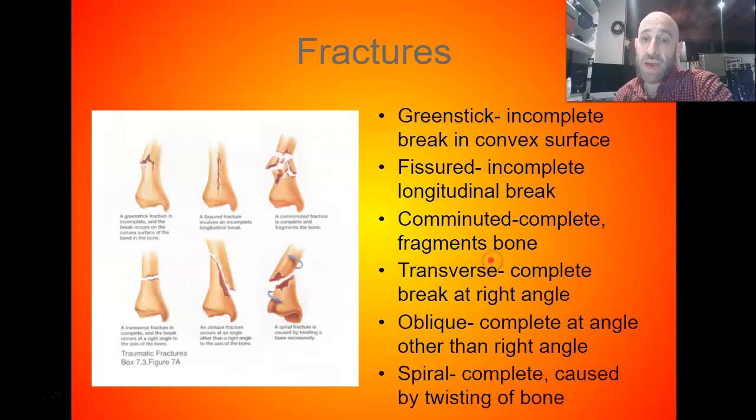And then finally, we have a really rough one, which is a spiral fracture. That occurs when there's a twisting of the bone at the same time there's a break. So when would this happen? This would happen most likely when somebody's coming down on their leg and they're rotating. It would break and twist, and that would most certainly cause a compound fracture.